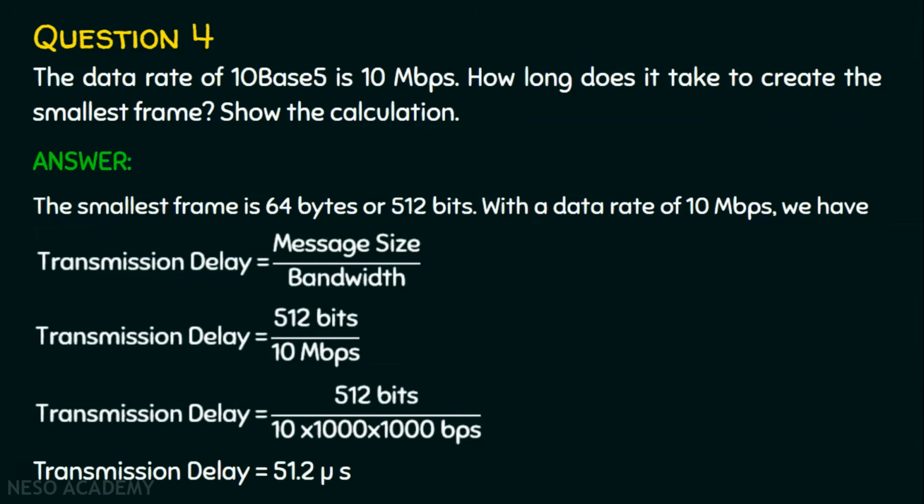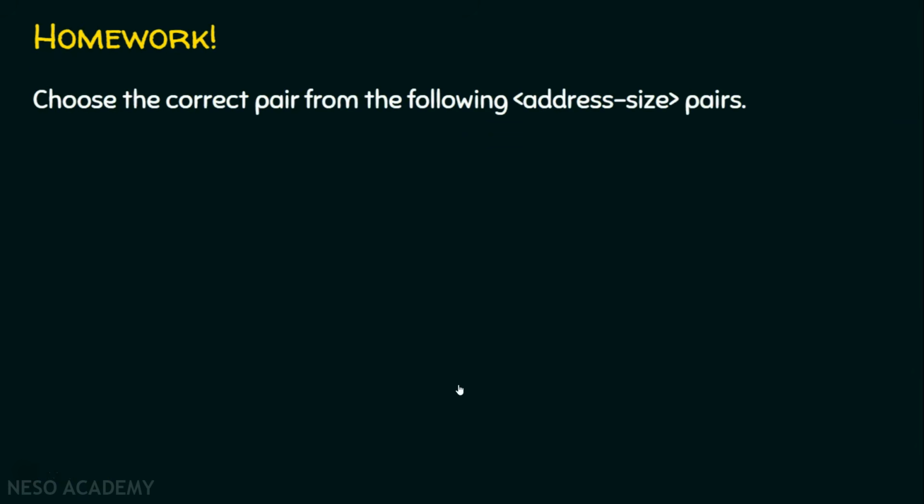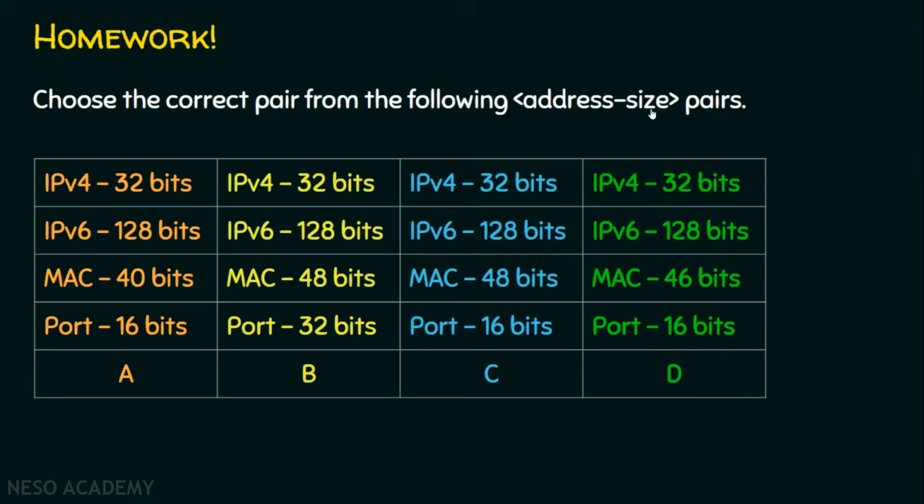And that's it, guys. Before we conclude, let's see the homework problem. Choose the correct pair from the following address size pairs. And the address and the size pairs are given. So we are required to choose the correct pair. So the IPv4 address, IPv6 address, the MAC address and the port numbers, that is port address, the sizes are given. Just find out which is the right one and post your answers in the comment section.